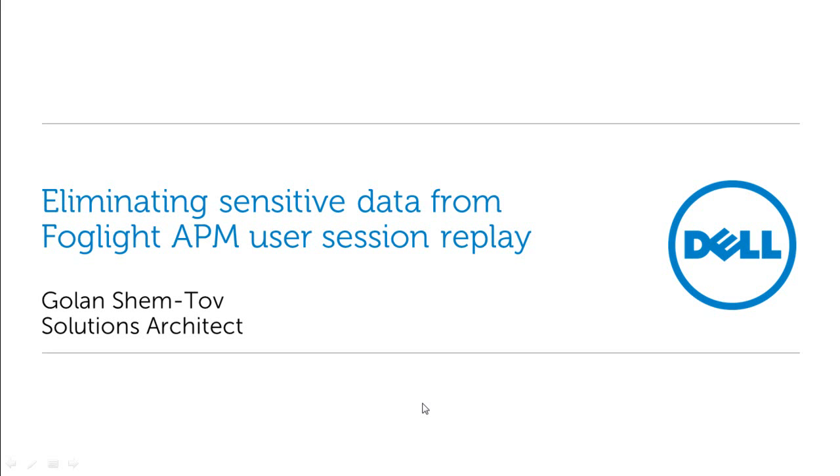A very common requirement from Foglight users is to eliminate sensitive data from the APM user session replay. Typically there is information like passwords, credit card information, maybe social security numbers that people want to eliminate from the display. They don't want that information visible. In some cases they want to mask all or some of it, and they do not want to store it in a database. We will talk about achieving this task with Foglight and demonstrate it on a local system.